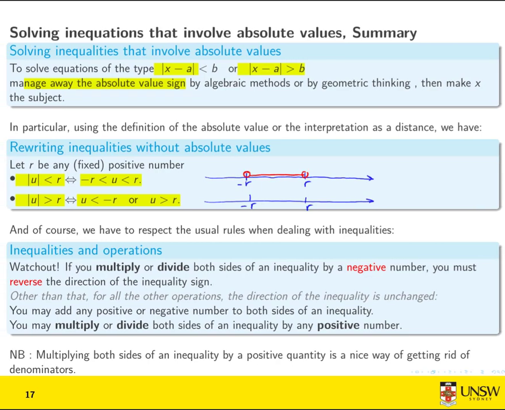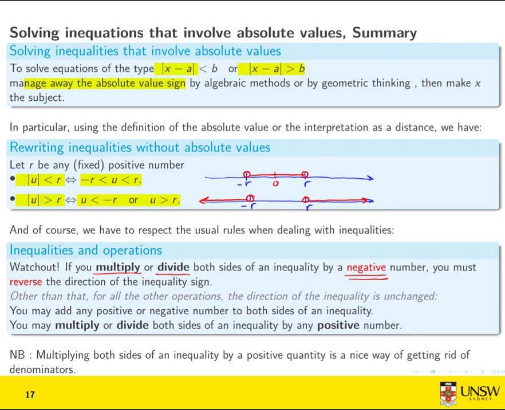So for these two numbers, and that's where your 0 would be, these are your values, whereas if the absolute value is greater than r, it could be either that x is greater than r, or that x is less than r. You have to be careful when you manipulate some inequalities. Basically, you can add anything you like to both sides, you can multiply and divide both sides by something positive. But if you multiply or divide by something negative, then you must reverse the inequality.